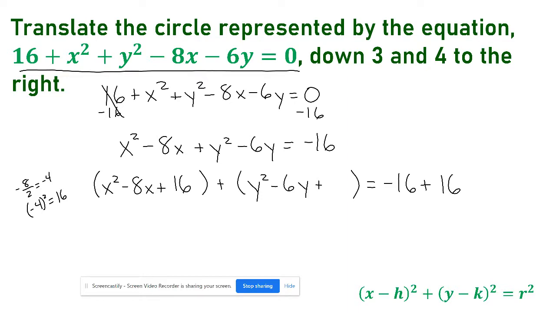With my y's, I've got a -6. So I'm going to chop it in half, get -3. I'm going to square it and get +9. So I got 9, and I've got to add 9 to the other side also.